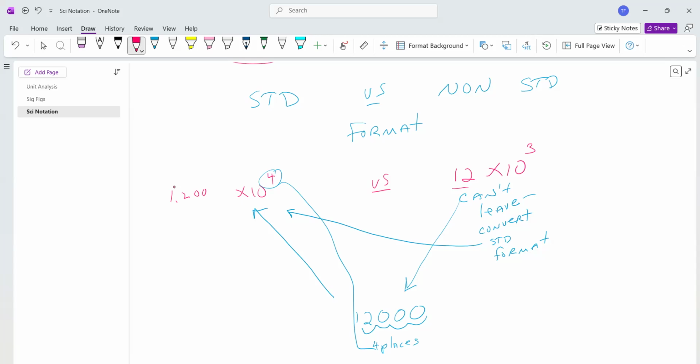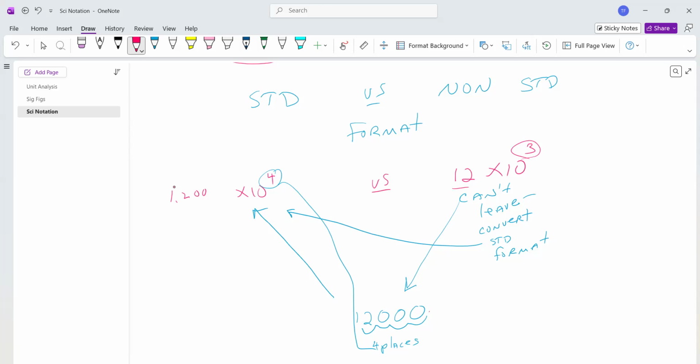Okay, so how do you convert this non-standard number, 12 times 10 cubed, to the standard format? Well, it's a 2-step problem, and there are 2 ways to do it. I'm going to show you the way that most students get it. You can just convert it to a non-scientific notation number. So you've got 12 with 3 zeros after it, 12,000.